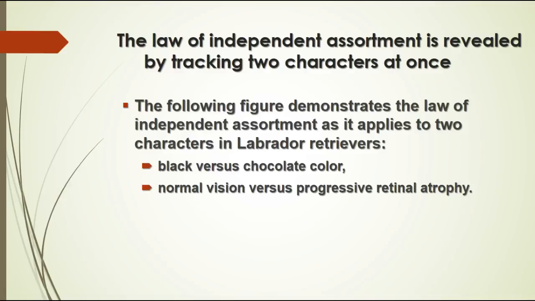The figures below are just going to show us what happens when we look at some other kinds of organisms. Instead of pea plants, we're now going to look at Labrador retrievers. So there are 2 traits we're going to look at in Labrador retrievers: black coat color versus chocolate, and normal vision versus progressive retinal atrophy, which eventually produces blindness in the dogs. This is a recessive condition that occurs in Labrador retriever dogs.